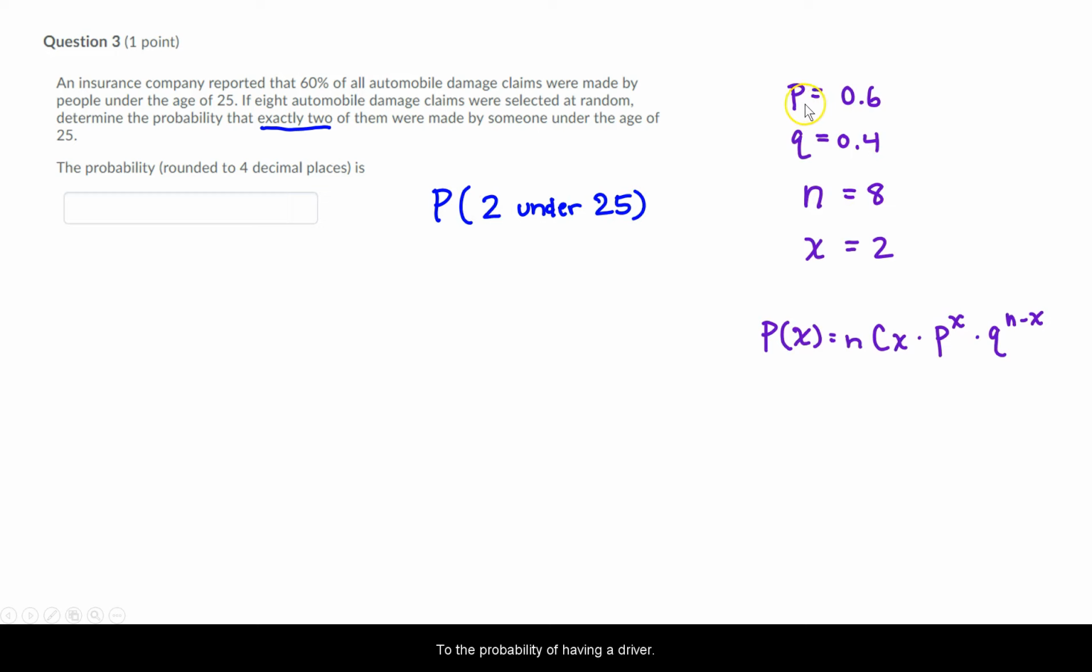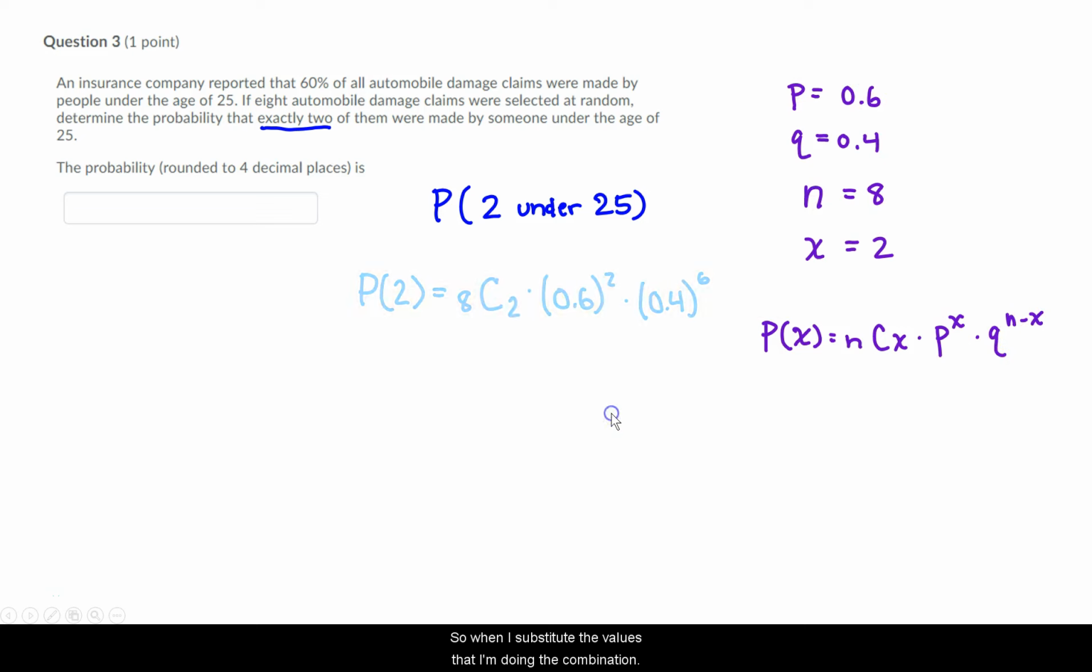So the probability of having a driver in an accident that's under 25 is 60% or 0.6. Q is the probability of a failure. So if there's 60% success, 40% is failure. N is 8 because we're choosing 8 automobile claims, and we're looking to see, out of those 8, what's the probability of getting exactly 2. So for P of X we're going to use this formula, which is the combination of n choose x times p to the x power times q to the n minus x power. And we're just using these values here.